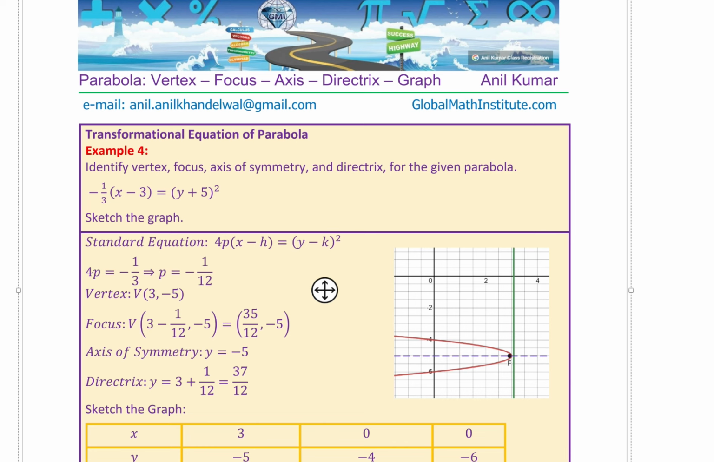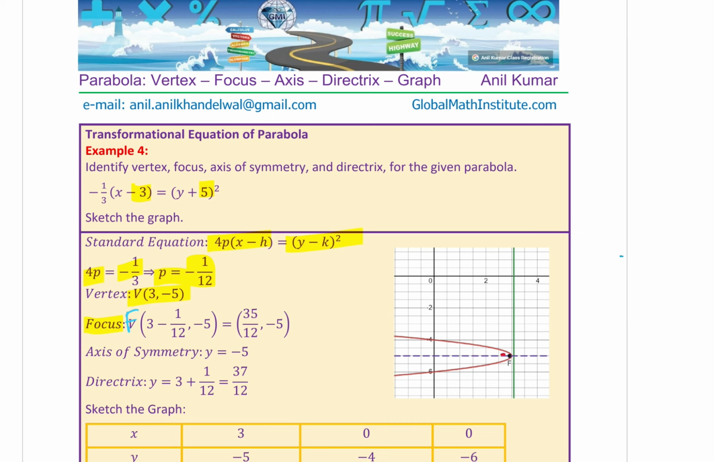Here is a better solution for the same thing. I mean, the solution is the same but written, typed out. So if we began with the basic concept that the equation could be written as 4p times (x minus h) equals (y minus k) whole square. Comparing, we get 4p equals minus 1 over 3, or p is minus 1 over 12. So the vertex is given directly from the equation, at 3, minus 5. To find the focus, we will just take away 1 over 12, the value of p, and calculate. So we get 35 over 12 as discussed for the focus, right?